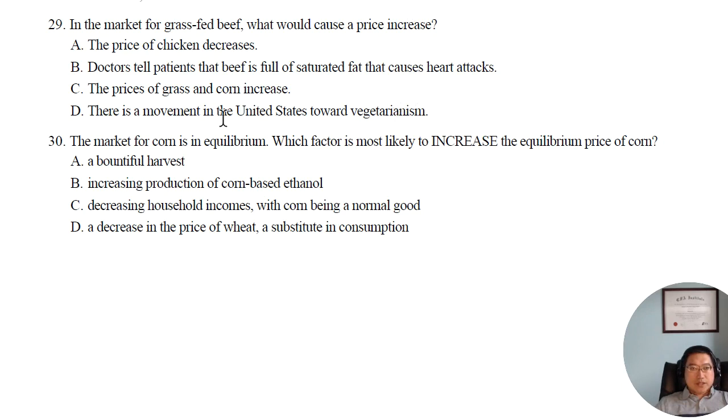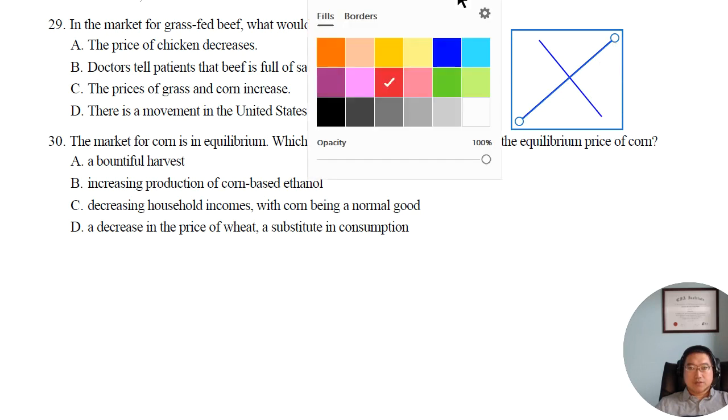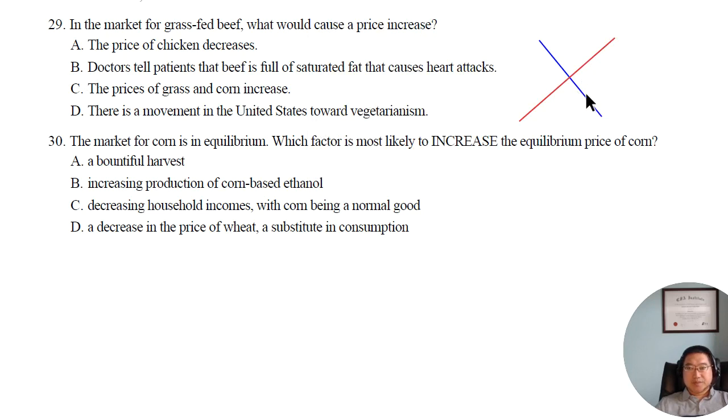Okay, now let's look at question 29. In the market for grass-fed beef, what would cause a price increase? And let me use the demand here and get another line for the supply. And I will change the color of that line. The right one is the supply, okay? The blue one is the demand. Alright. So price increase, maybe demand goes up, right? Demand goes up, price increases in this picture.